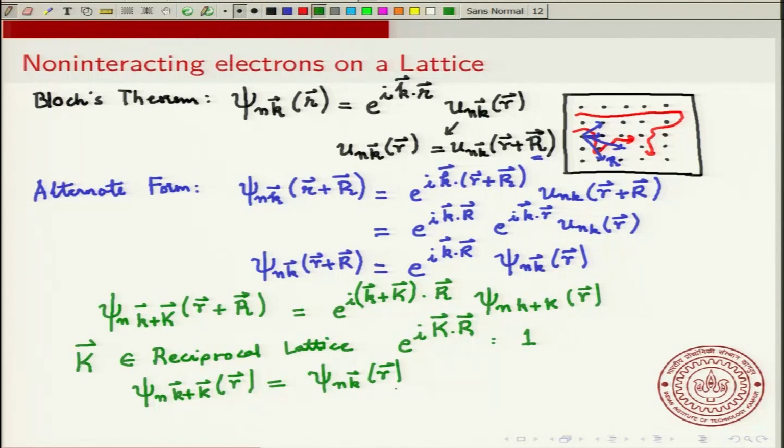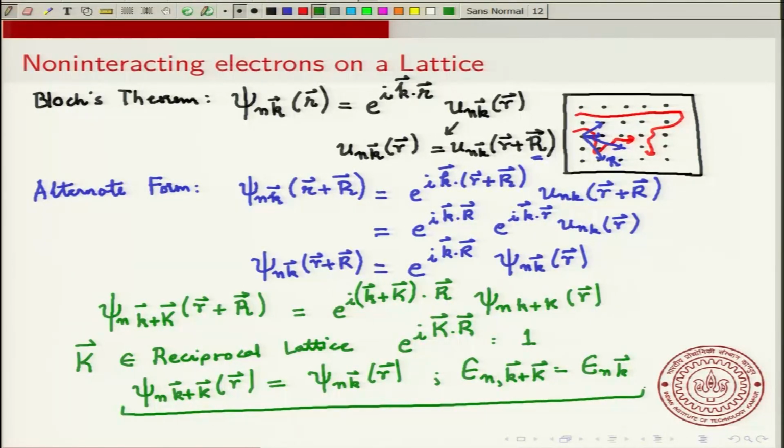Okay, and the other relation that we get is that the energy of the Bloch electron, epsilon n k plus capital K, is equal to epsilon n k. Okay. So these two equations here describe the periodicity in reciprocal space. And this is a consequence of Bloch's theorem, that your wave functions are periodic not only in real space, but they are also periodic in reciprocal space. Again, let me emphasize that I have not shown all the steps going from here to here, but you can work it out.